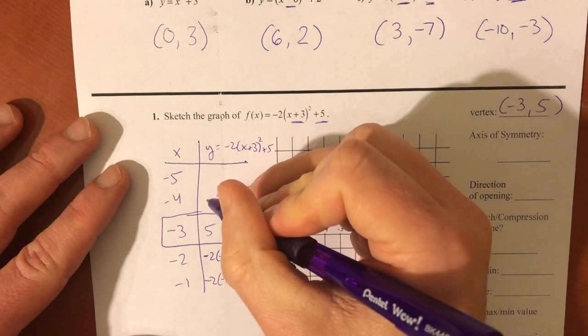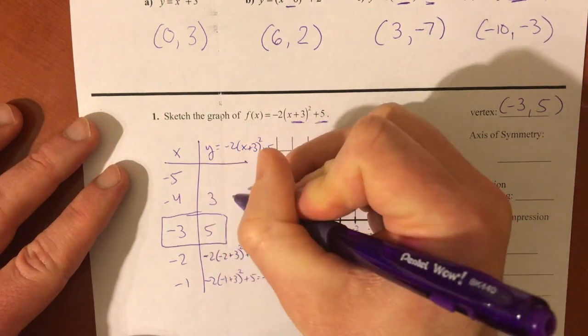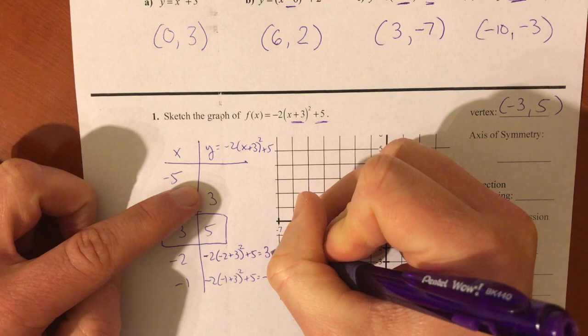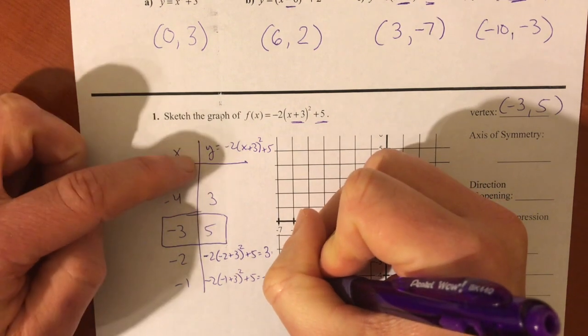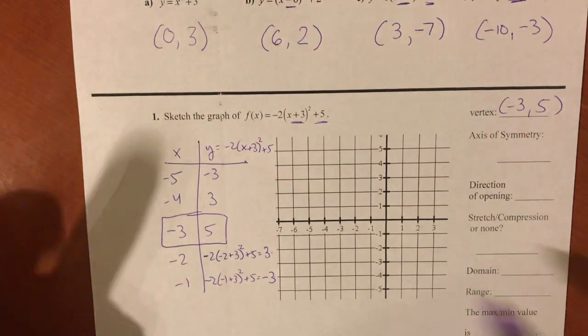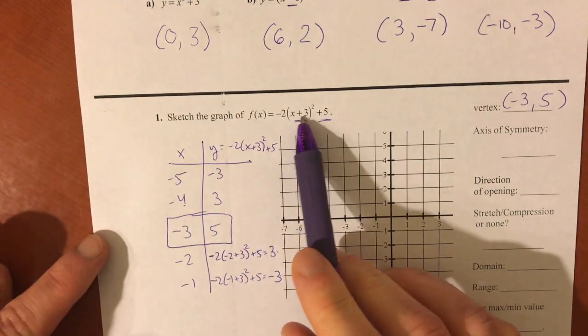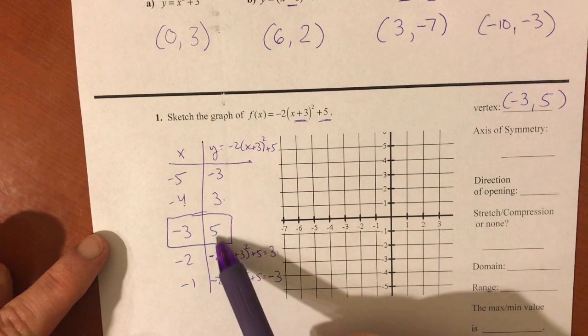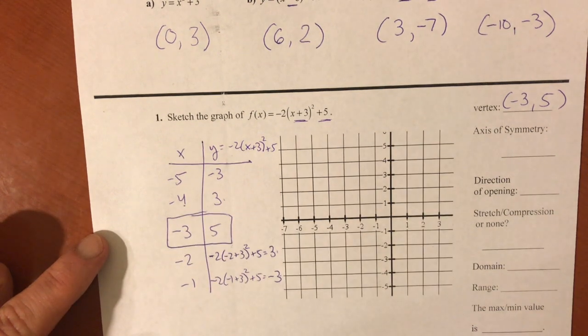And on this side, if you trust yourself, you know that these are going to be symmetric. So if this was 3, this is 3. If this is negative 3, this is going to be negative 3 because I'm the same distance away from that vertex. But you could check just to make sure, because if you don't get the same y value, maybe your vertex was a little messed up.